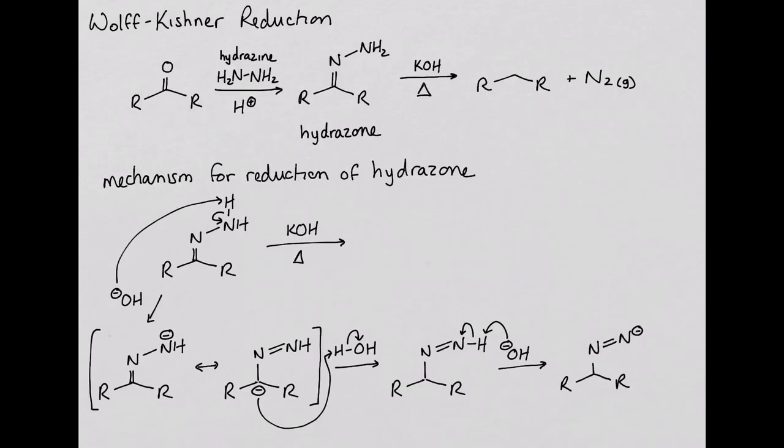This anion eliminates to produce nitrogen gas and another carbanion. In the final step, the carbanion is again protonated to produce the alkane product.